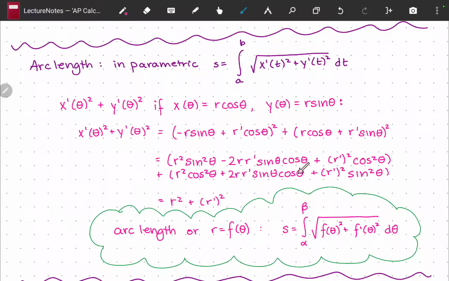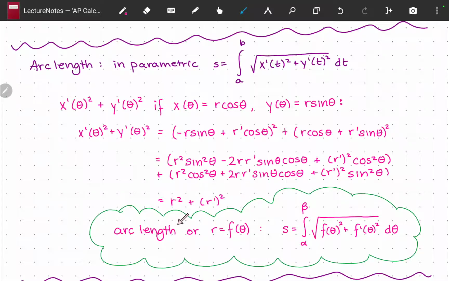Well, these two terms cancel out. From these two terms, if you factor out r squared, you get sine squared plus cosine squared, which is just 1. So it's r squared times 1. And then a similar thing happens over here with these two terms. Factoring out the r prime squared, it's going to get multiplied by 1. So it turns out it simplifies to this, which is really nice.